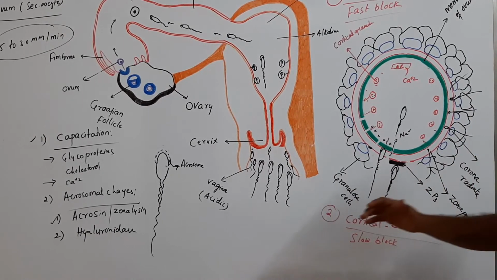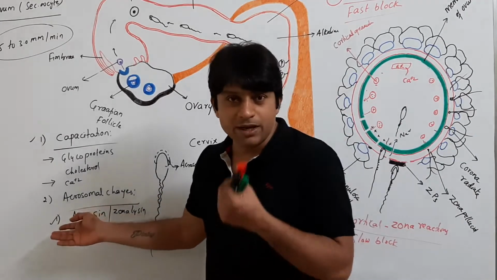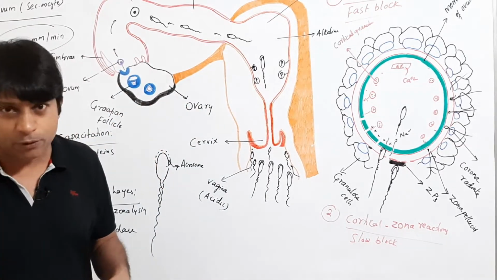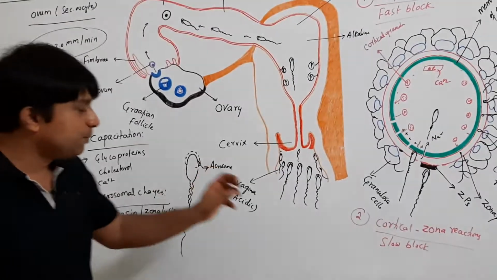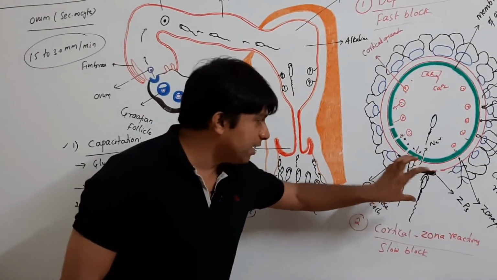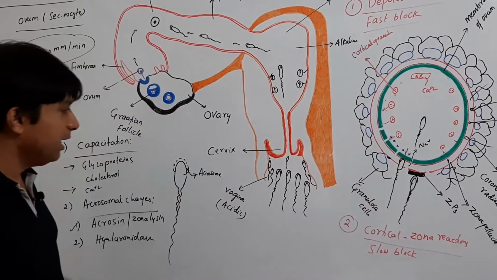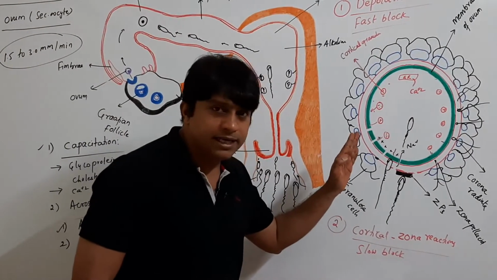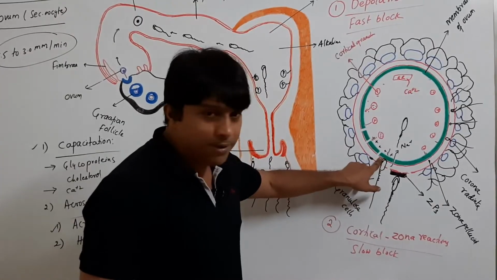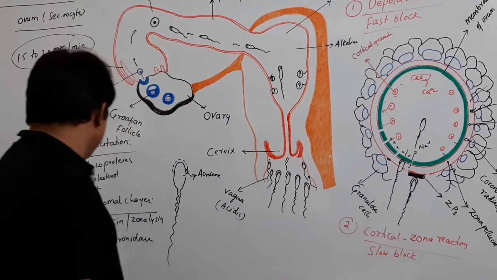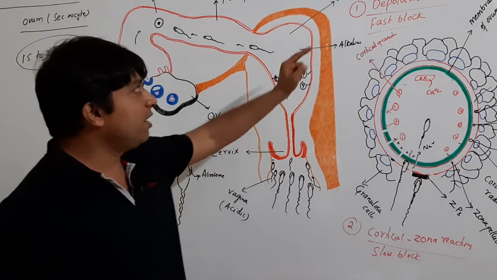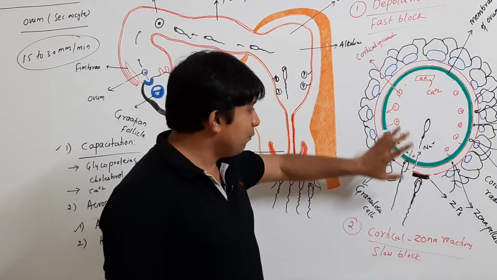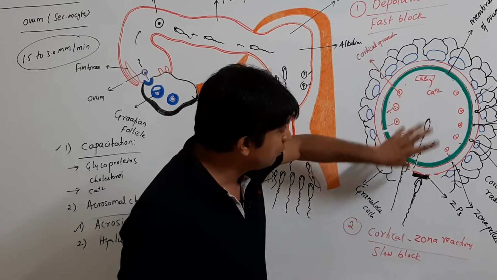Fine. These are all called acrosomal changes. First, capacitation takes place, where the glycoproteins and cholesterol present around the acrosome are dissolved. Then, once the sperm touches the ZP3 receptors on the zona pellucida, it immediately produces enzymes called acrosin and hyaluronidase, dissolves the zona, enters into the ovum and touches the ovum membrane. Then depolarization takes place. When the depolarization takes place, it prevents the next sperm from entering. This is the fast block.